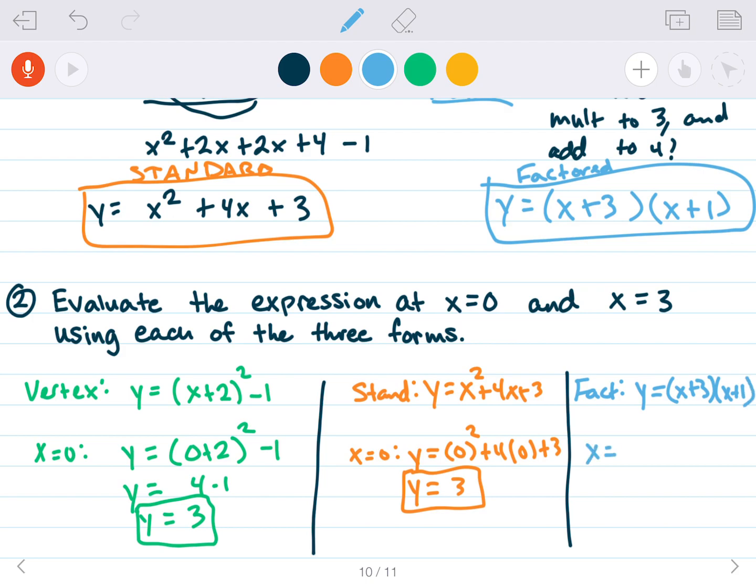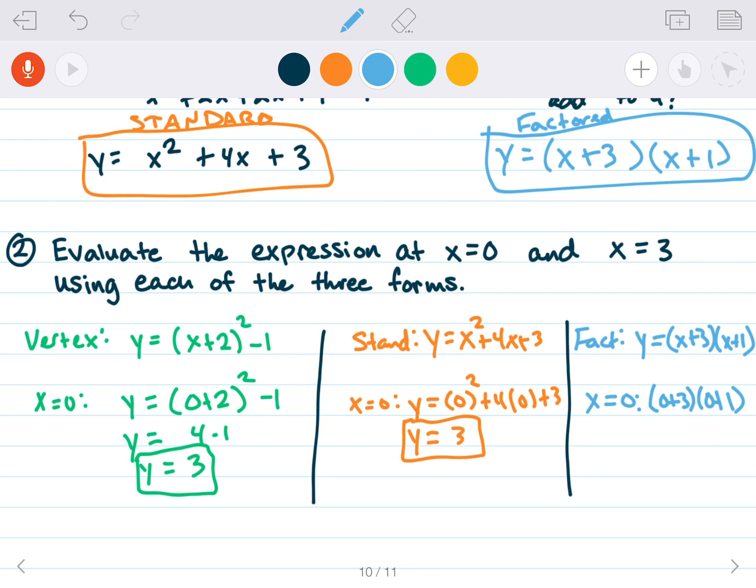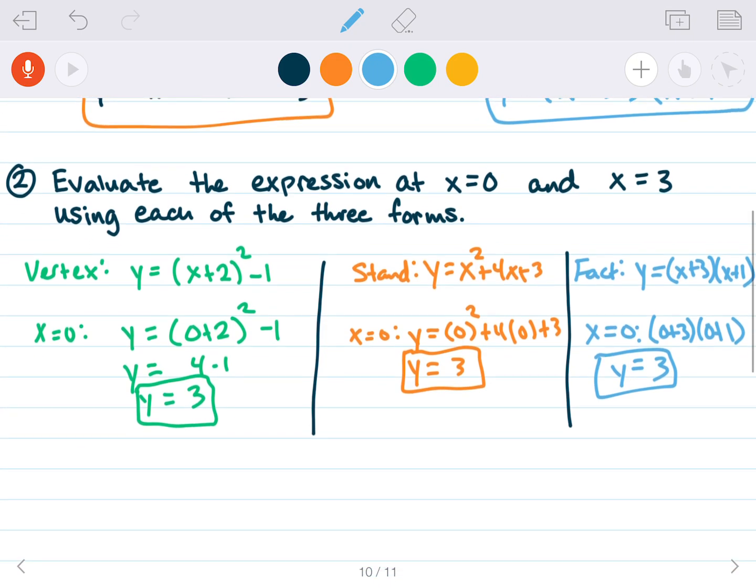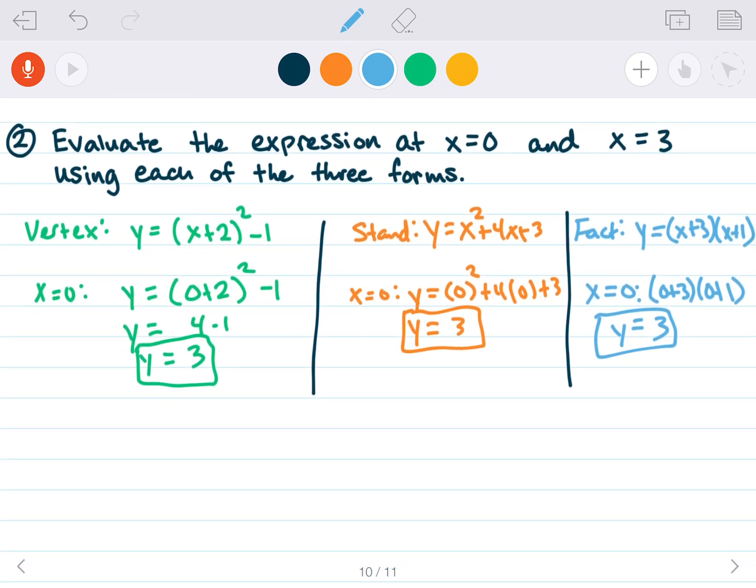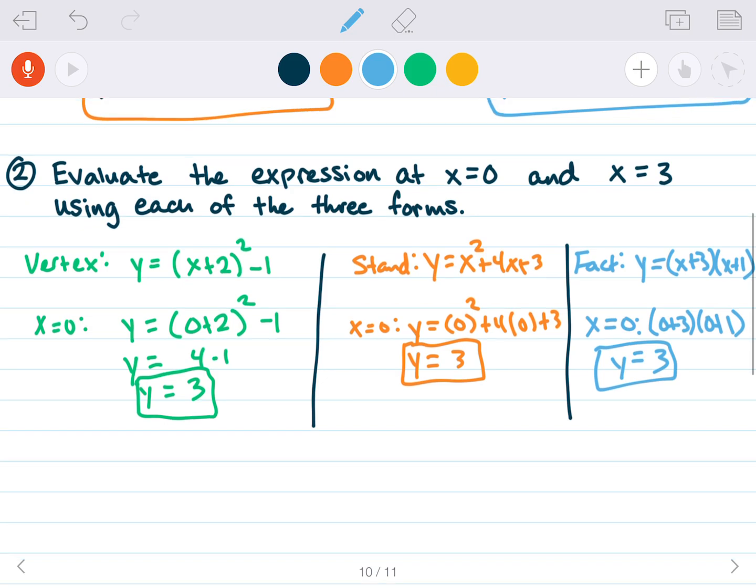And when x is equal to 0, we get 0 plus 3 times 0 plus 1. 3 times 1 is 3. So y equals 3 for that as well. So that is evaluating at x equals 0. We could do the same thing for x equals 3 for each of these.